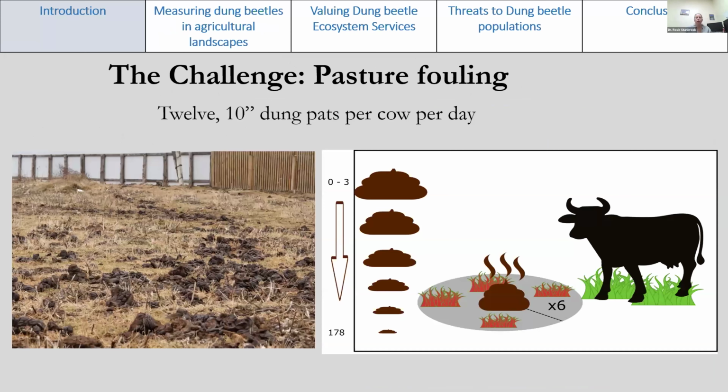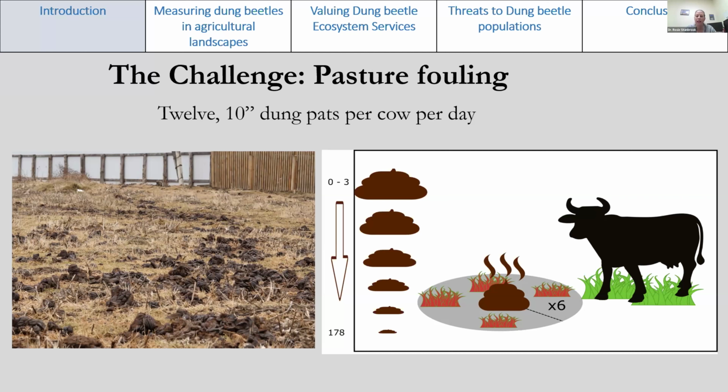There we go. So what is the challenge? The challenge is essentially that most cattle in subtropical environments drop 12 10-inch dung pats per cow per day. And it varies obviously between temperate and subtropical locations, but it could mean that you would end up with a pasture that would be covered in dung if it wasn't for the action of dung beetles.